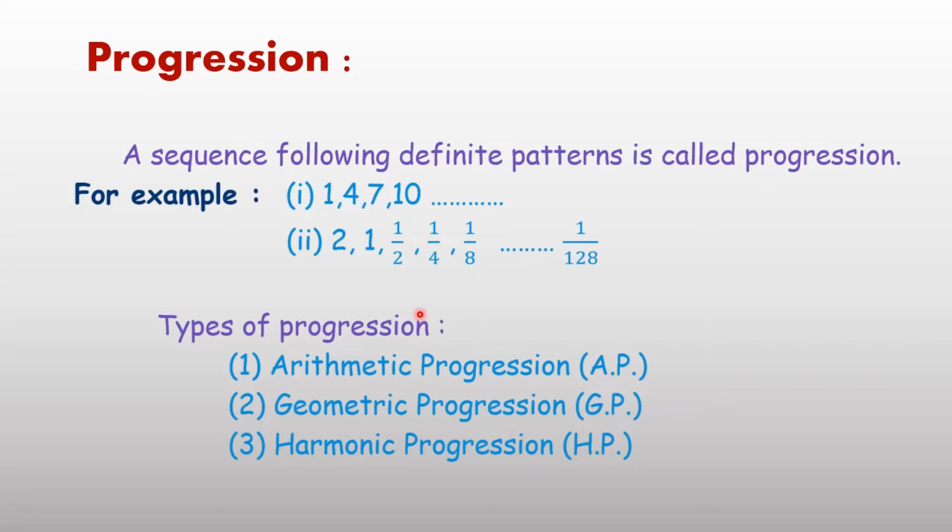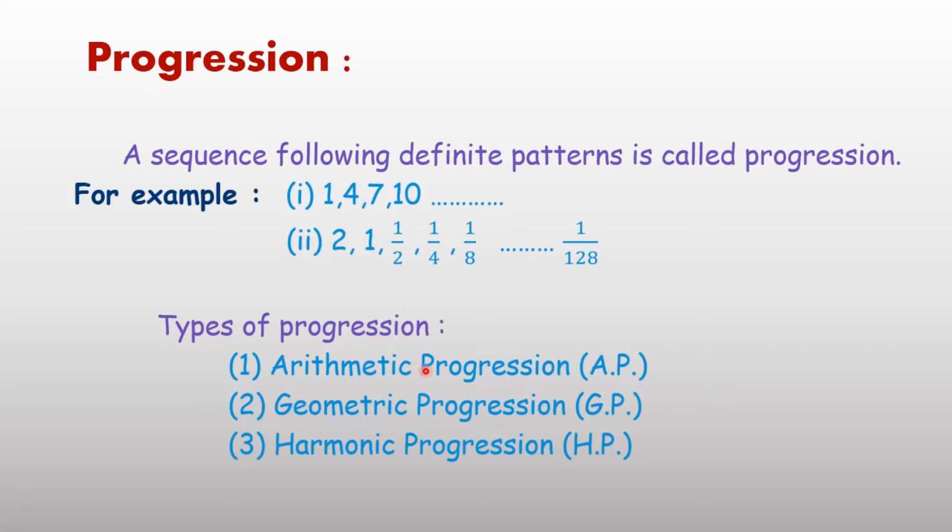If arithmetic progression numbers are given, 1, 4, 7, 10, the reciprocal of these numbers is known as harmonic progression. If 1, 4, 7, 10 are in arithmetic progression, then 1 upon 1, 1 upon 4, 1 upon 7, 1 upon 10 are known as being in harmonic progression.